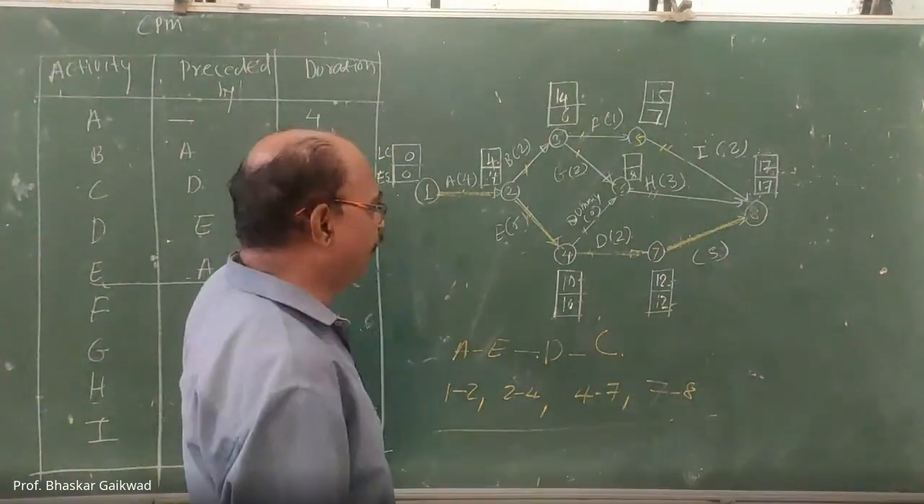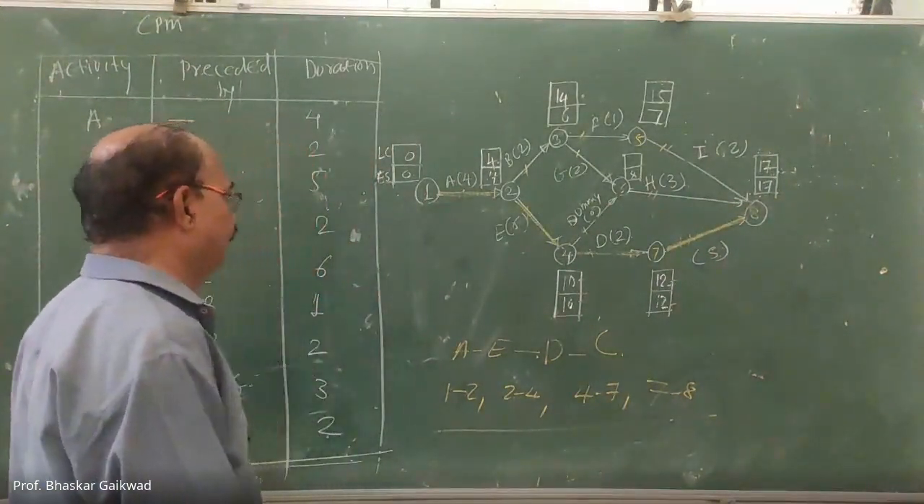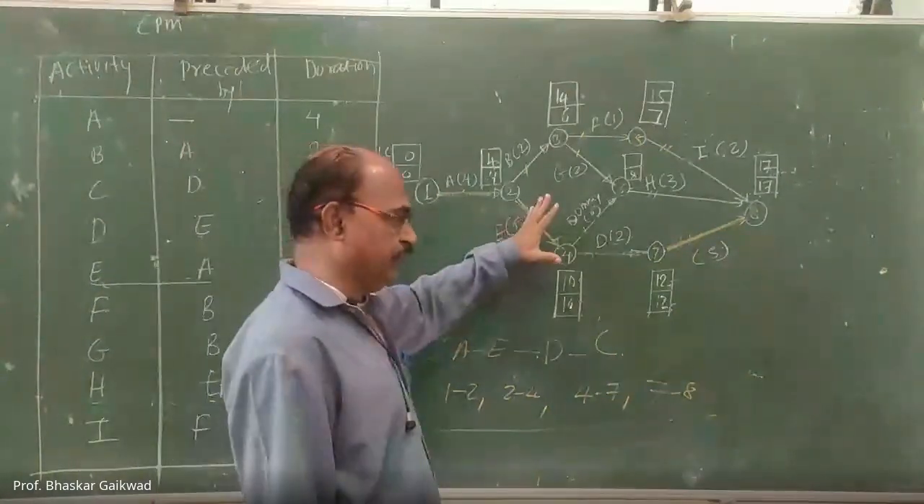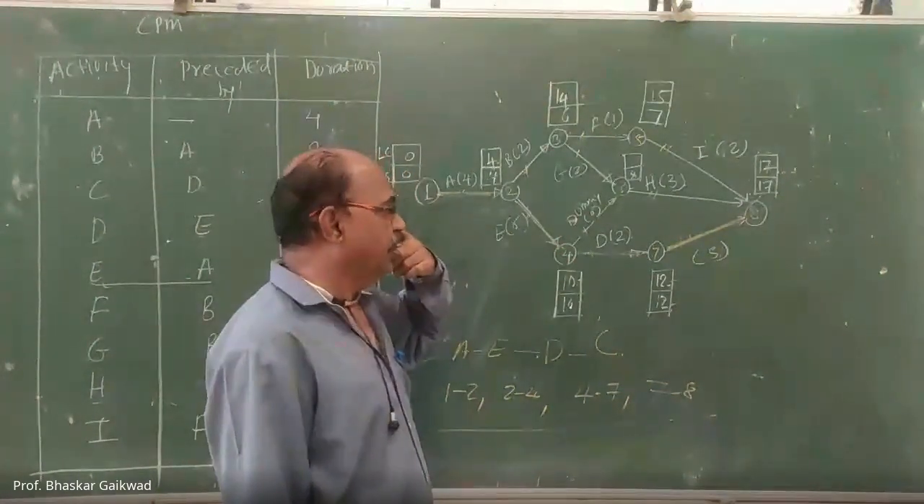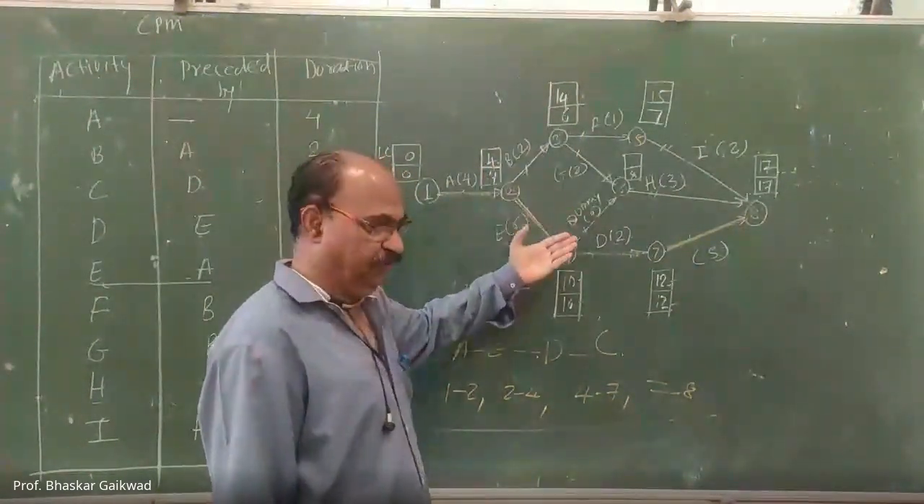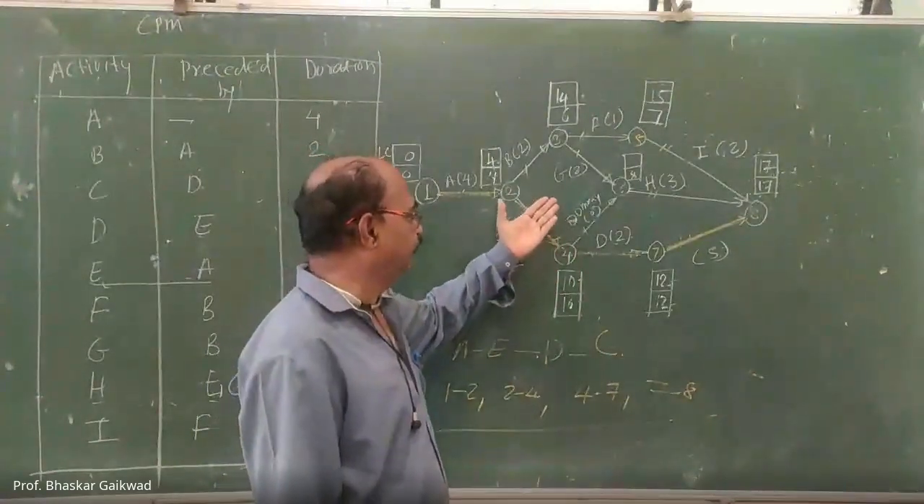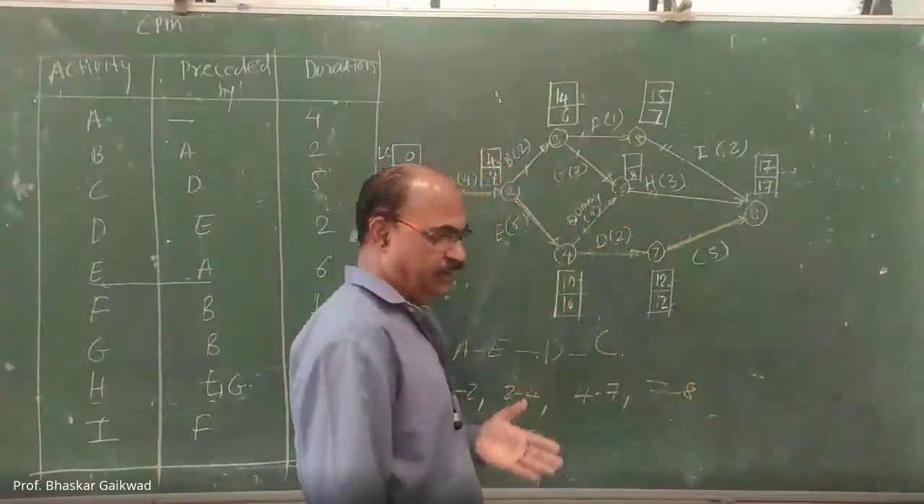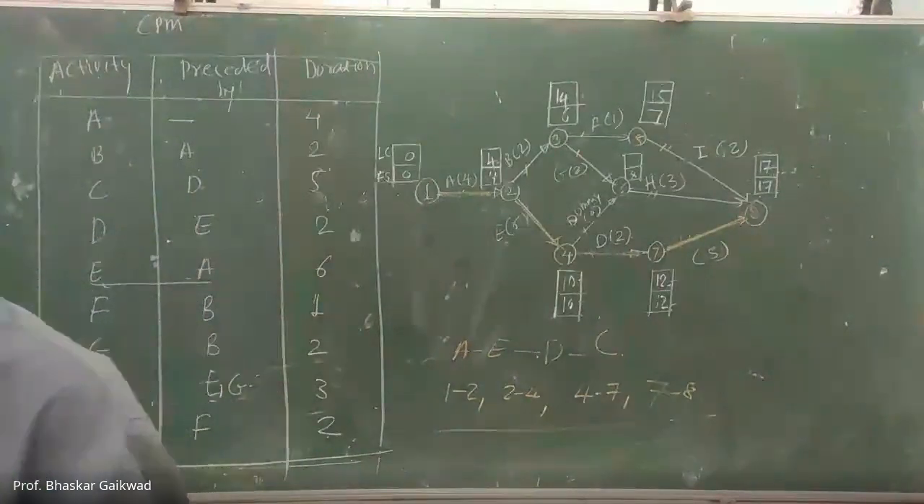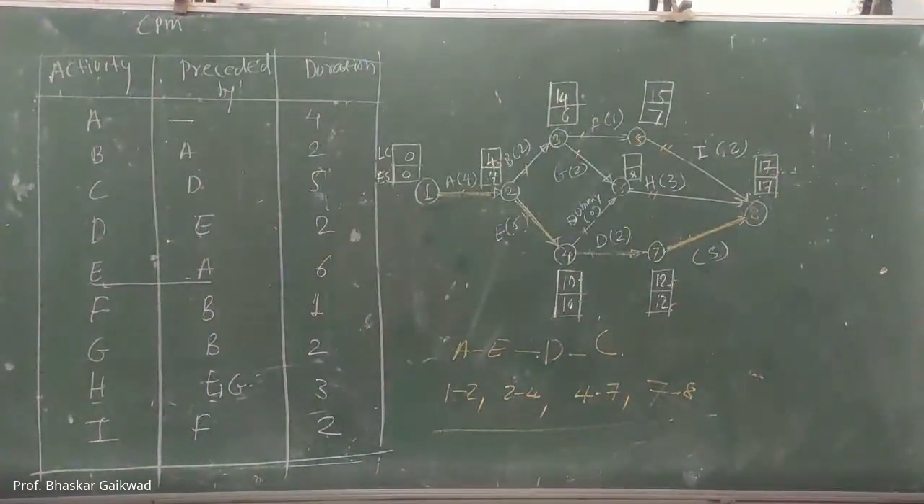Hello, how to make the network diagram. If possible, you can give numbers, but after that, if you feel that it is a problem to give the number, then you can use that Fulkerson's rule. That is very easy rule.